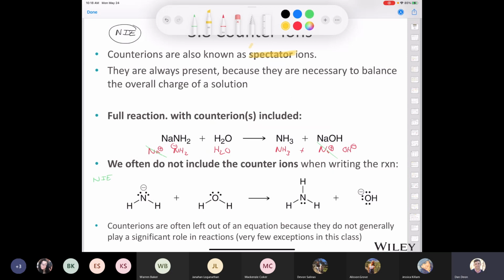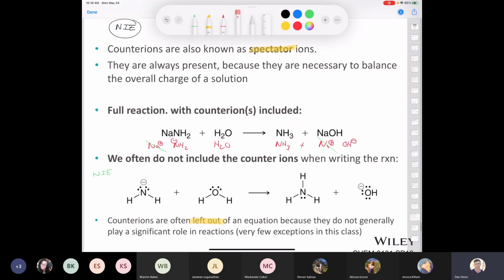So to put it succinctly, counter ions are mostly left out in organic chemistry because they don't play a role in the reactions. Are there reactions that we're going to look at where we see counter ions playing a role? Sure, yes, some. But I'd say they're the vast minority. And if there's something really important that I want you to know about the spectator ion, I would let you know. I would totally point that out to you and say it's important in this case. But there you go. So that's counter ions.